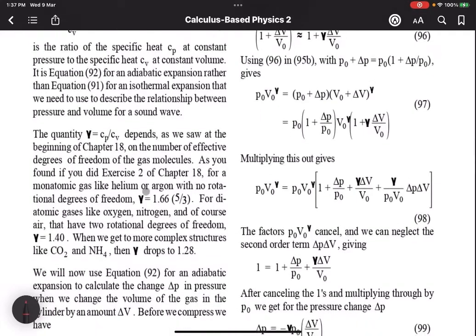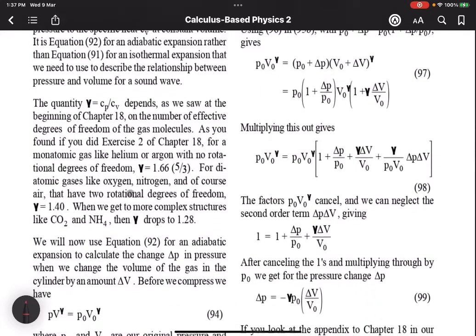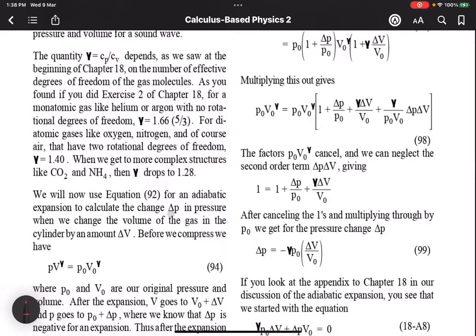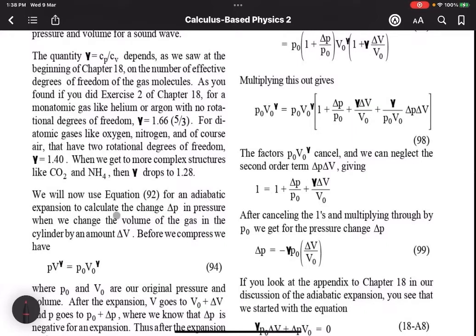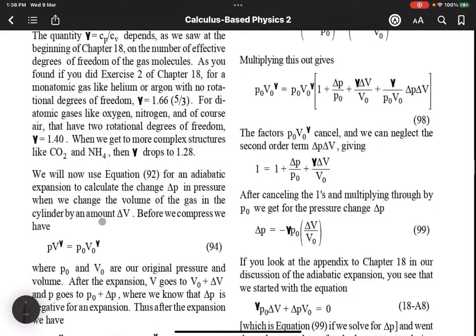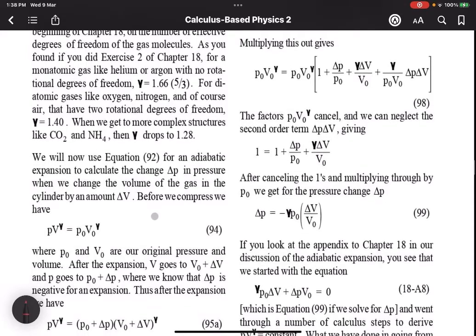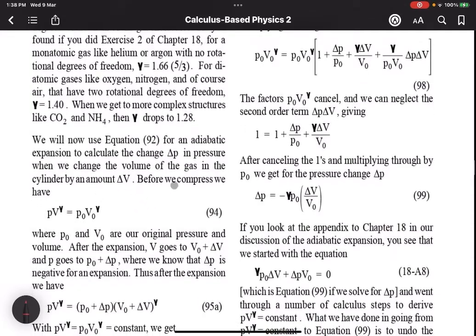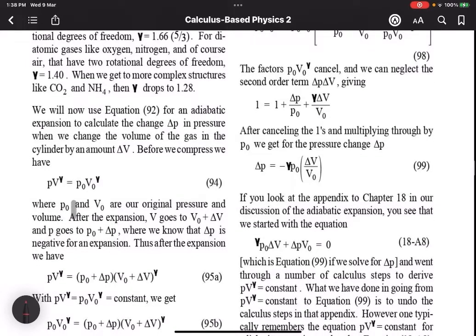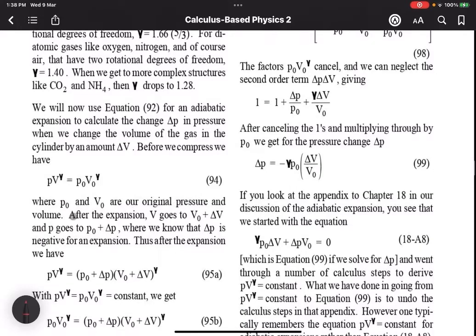Okay, so depende kung anong type of gas, pero hindi yan yung ating focus ngayon, no? Dito sa ating topic, ang focus natin is sa change in pressure, no? So for an adiabatic expansion, to calculate the change in pressure, we change the volume of the gas in the cylinder by an amount of change in volume. So kung wala pa siyang pressure, before we compress, we have PV^γ is equal to P0 V0^γ, where P0 and V0 are original pressure and volume.